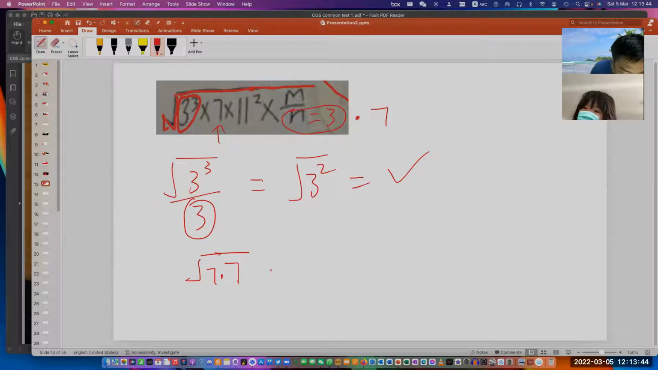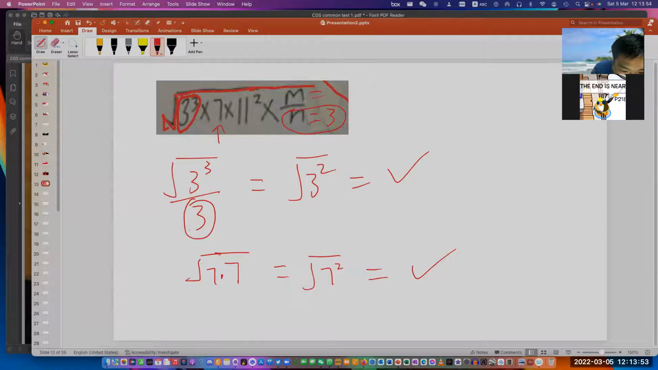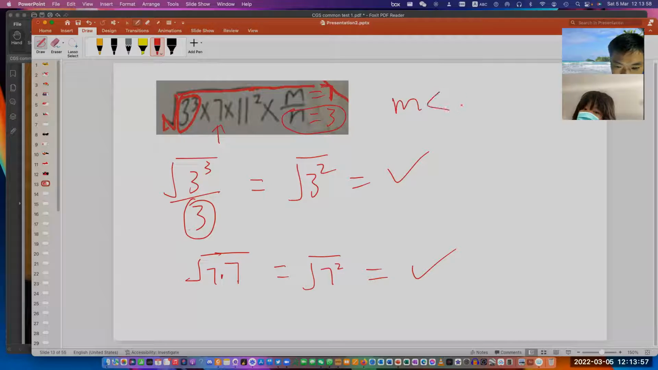Cover must cover the whole thing. So you give it a 7, the square root of 7 squared. So you give a 7, that means give 7 means top. So your m is 7. So now you ask yourself, is your m smaller than n?